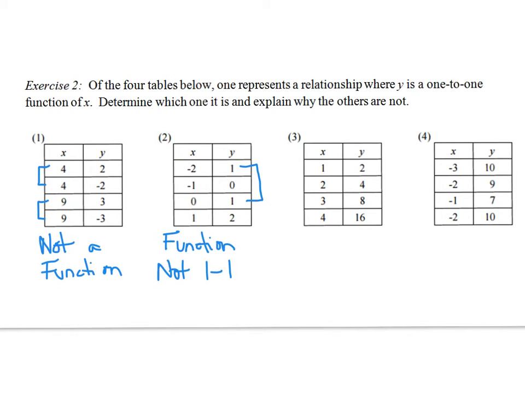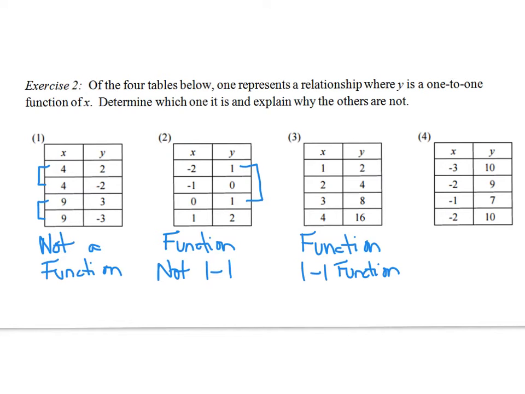In example number 3, we see that this one is a function because every x has only one y attached to it, and this one is also a one-to-one function because every x has one y, but every y also has only one x.